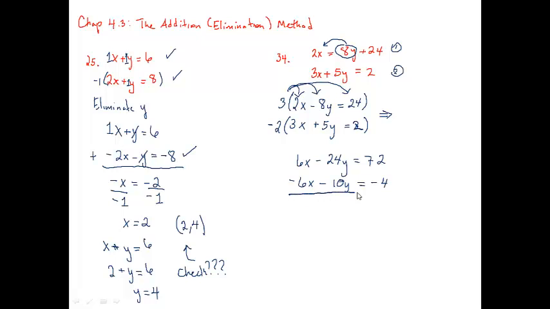Great. And then from there, you add your two equations together. 6x plus negative 6x, well, they cancel. And I get negative 24y plus negative 10y is going to be negative 34y equals, well, 72 minus 4 is 68. Good. And then how do you isolate y? You got to divide by negative 34. Divide by negative 34, and you get y equals negative 2. Okay, but you're not done.